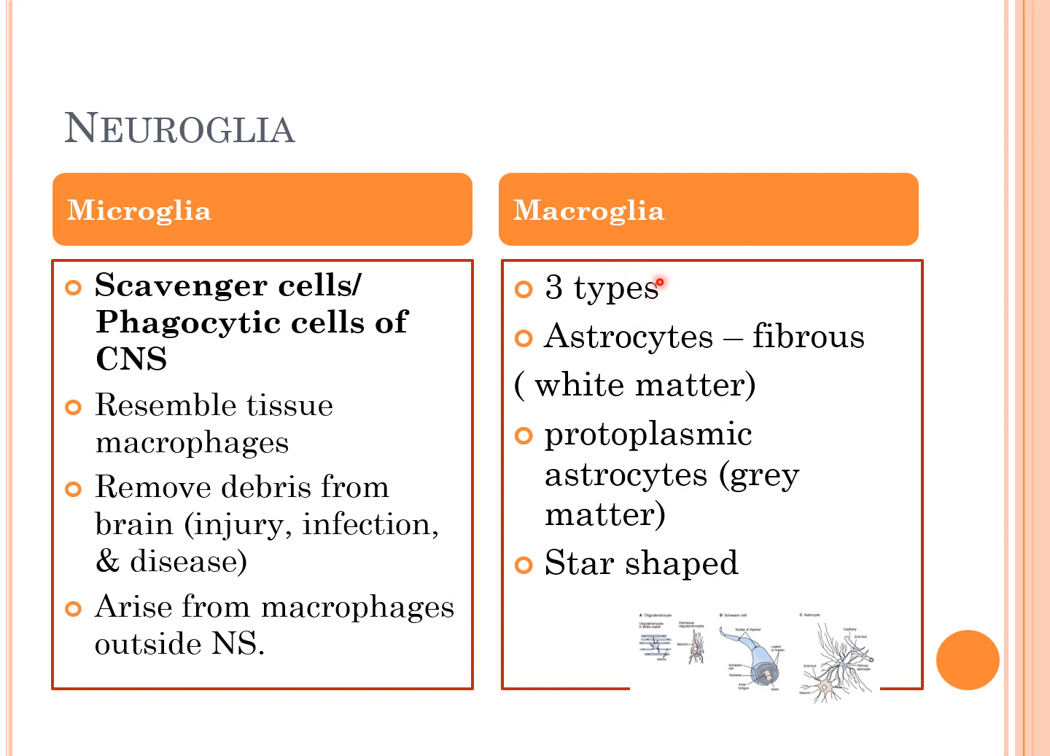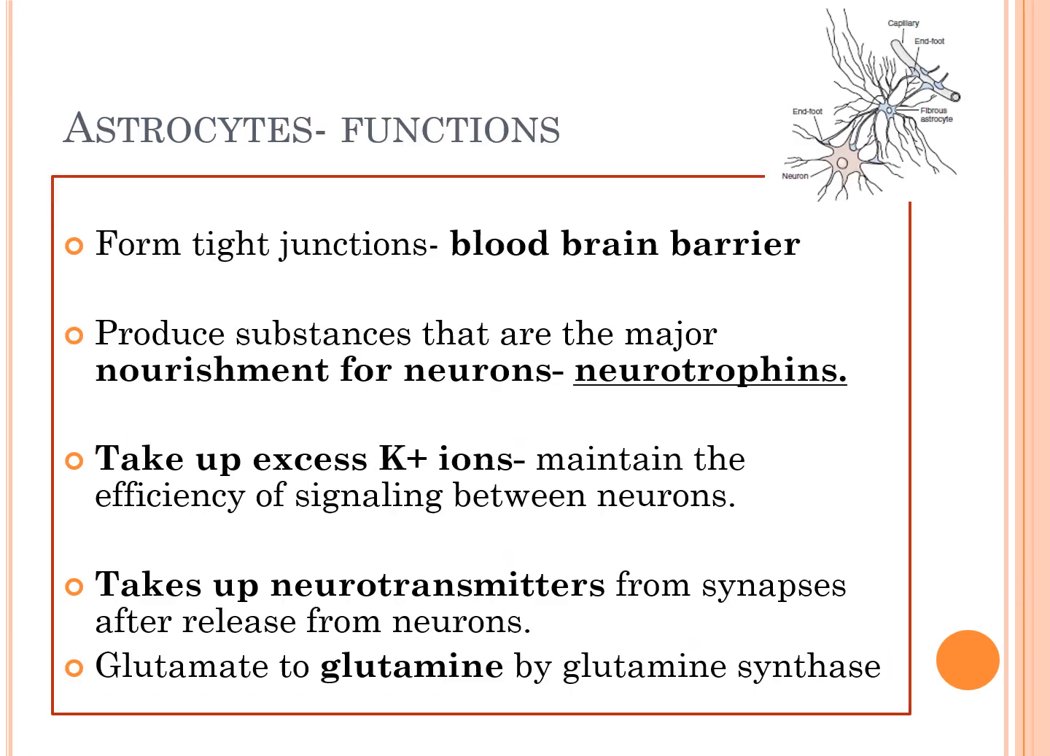Macroglial cells are of three different types: oligodendrocytes, Schwann cells, and astrocytes. Astrocytes are of two types: fibrous astrocytes and protoplasmic astrocytes. Fibrous astrocytes are more in the white matter, and protoplasmic astrocytes are more in the gray matter, and these are star-shaped cells.